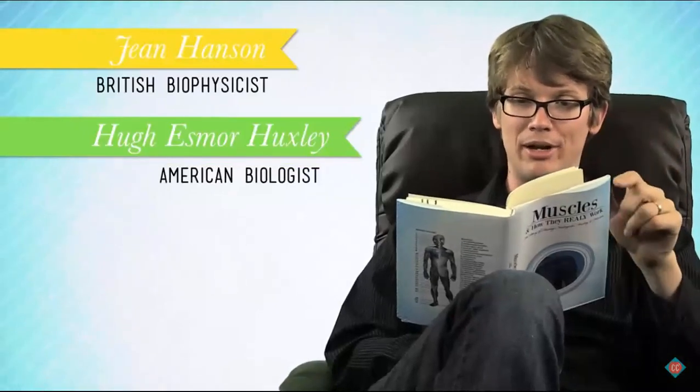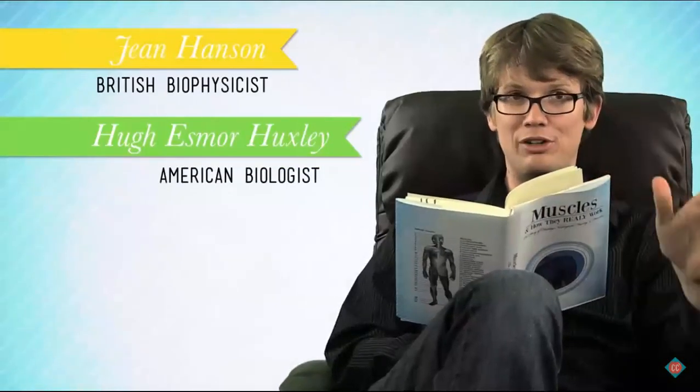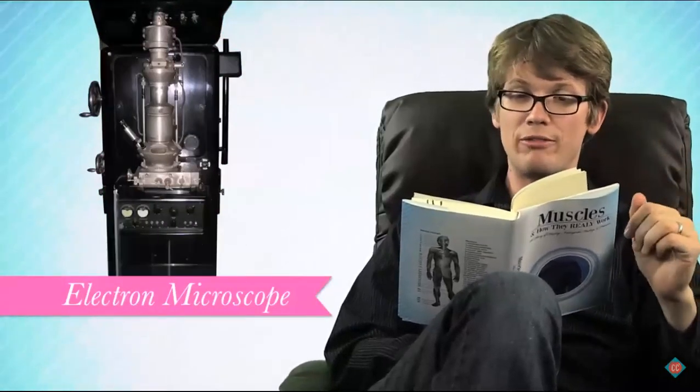But at the very same time, British biophysicist Jean Hanson and Hugh Esmor Huxley, an American biologist who had no relation to the famous British Huxleys, were using another newfangled tool, the electron microscope. Using that, they observed that muscle fiber was composed of thick and thin filaments, the myosin and the actin, and that the filaments were arranged in such a way that they could slide across each other to shorten the sarcomere. So in 2 separate papers published the same day in the same journal, 2 teams proposed that muscle contractions were caused by the movement of one protein over another. I guess an idea whose time had come. Except it's not that simple.